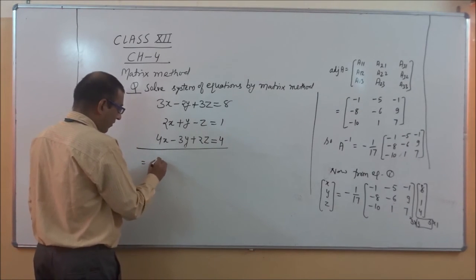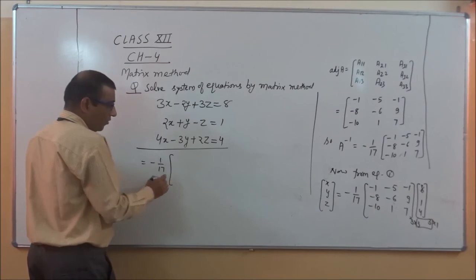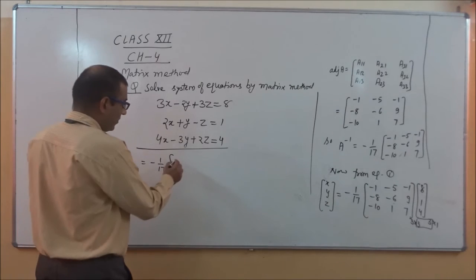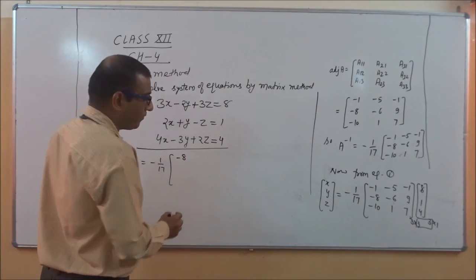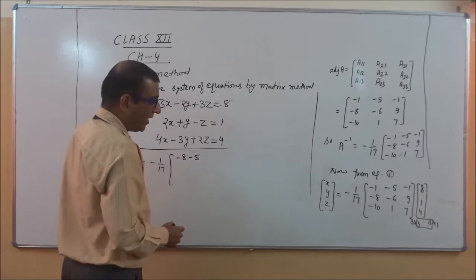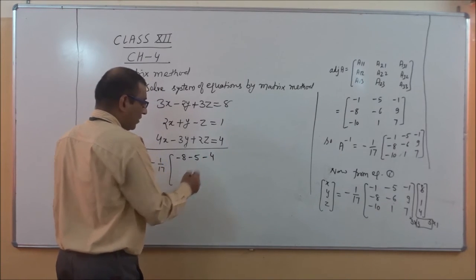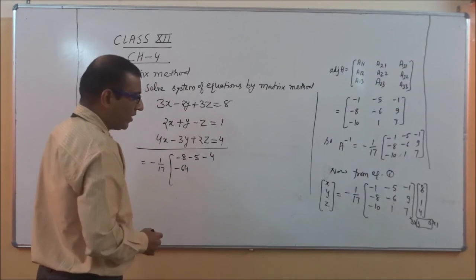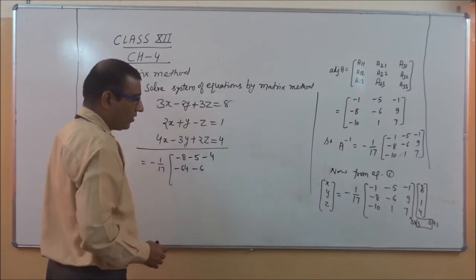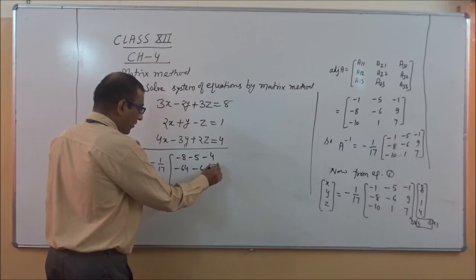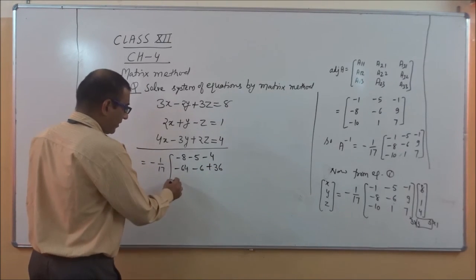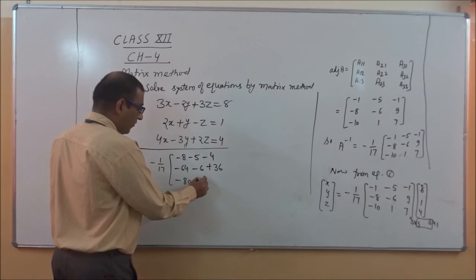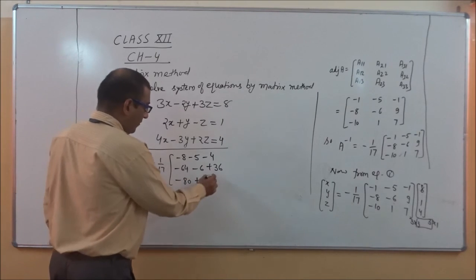So we will write here minus 1 upon 17 as it is. Now R1 multiplied by C1, so it becomes minus 8, minus 5, minus 1 multiplied by 4, minus 4. After this, minus 8 multiplied by 8, it becomes minus 64. Minus 6 multiplied by 1, minus 6. 9 multiplied by 4, it becomes plus 36. Then minus 10 multiplied by 8, minus 80. 1 multiplied by 1, it becomes plus 1. And at last 7 multiplied by 4, it becomes 28.